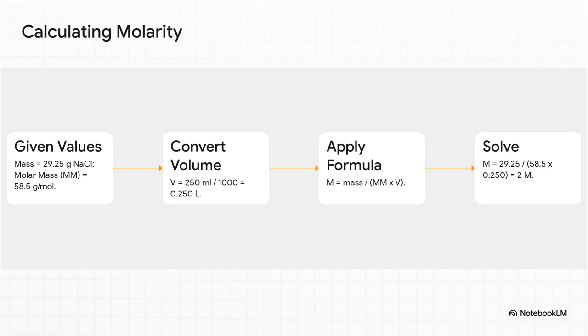All right, let's actually put this to work and see how it goes. To figure out the molarity of this salt solution, it's just a few simple steps. We basically just take the numbers we have, the mass of the salt, its special molar mass, and the volume in liters, and pop them into the formula. A little bit of math, and we get our answer, a 2-molar solution.